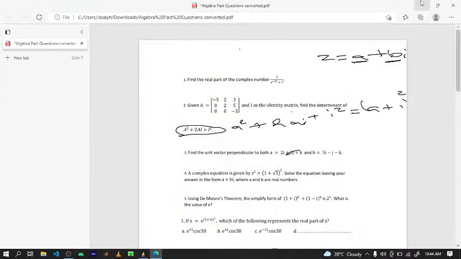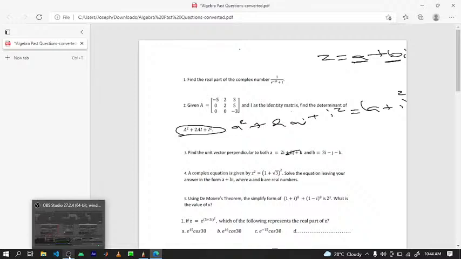Okay, so let me move on to the next question. We are supposed to find a unit vector which is, okay, it appears the Google link, the link that has been placed in the description box has not been made public. So let me make that public so that we can continue quickly.